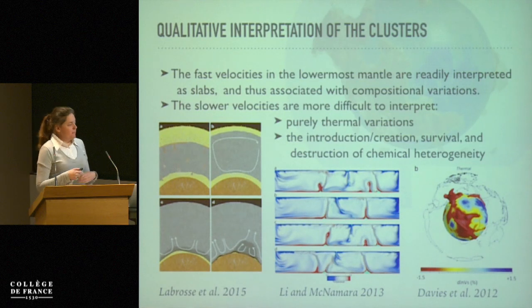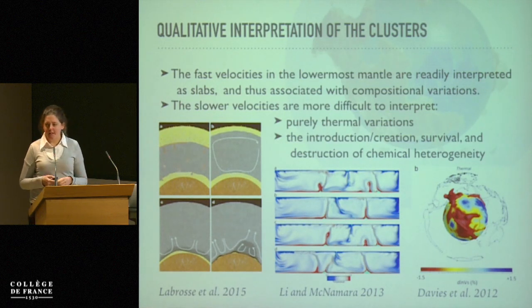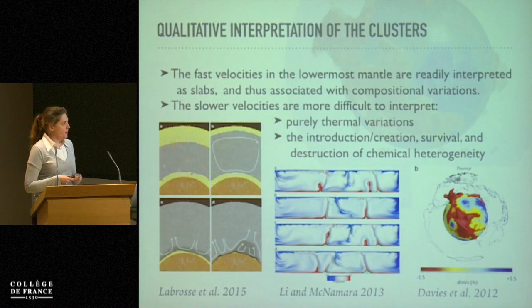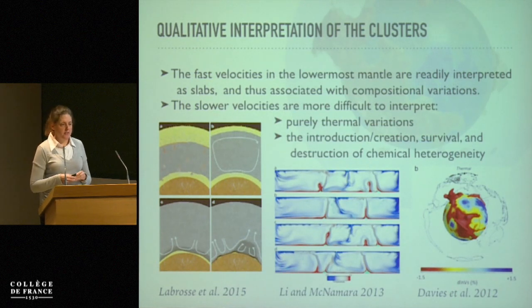And we generally jump to interpreting the fast cluster as slab material, so compositionally different material coming into the lower mantle. The slow cluster is more difficult to interpret, whether this is a purely thermal or thermochemical variation. If there was a chemical variation with a thermal anomaly on top, we wouldn't necessarily distinguish that with this method.